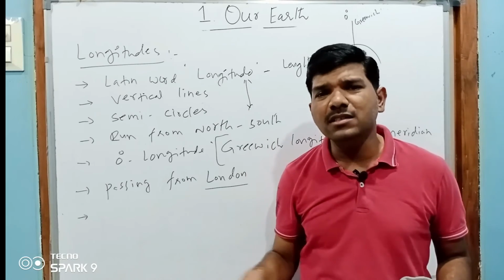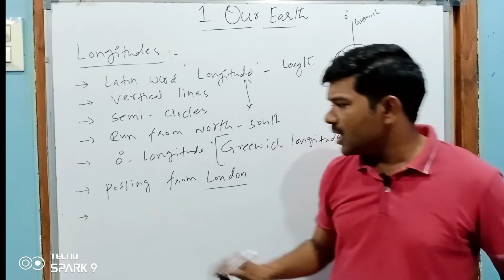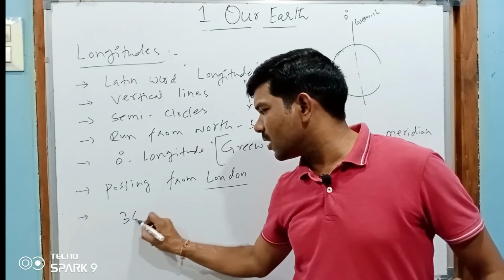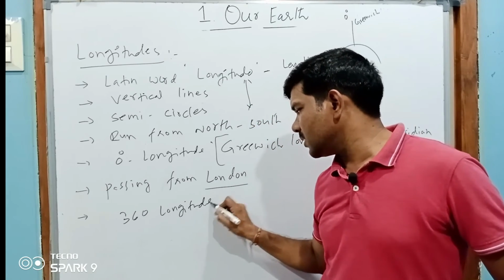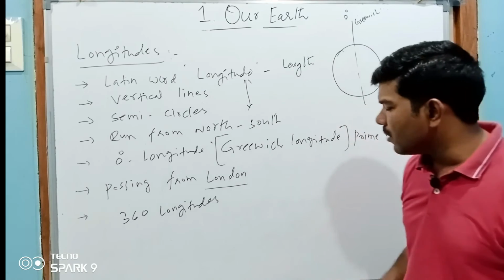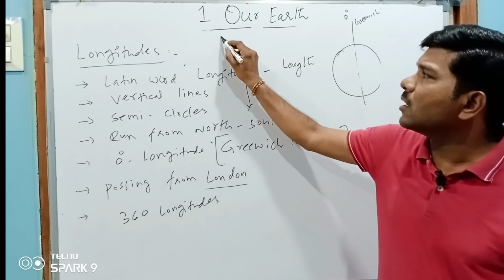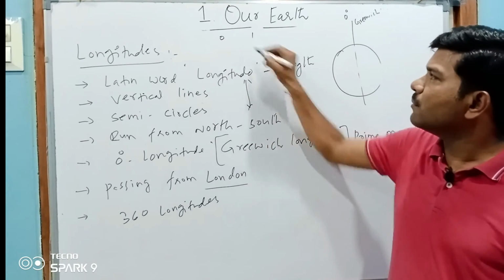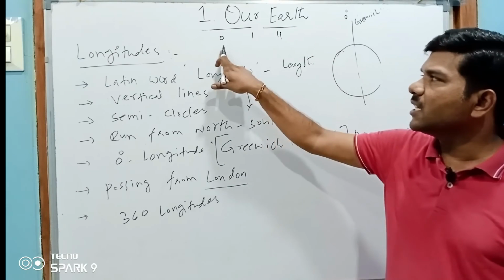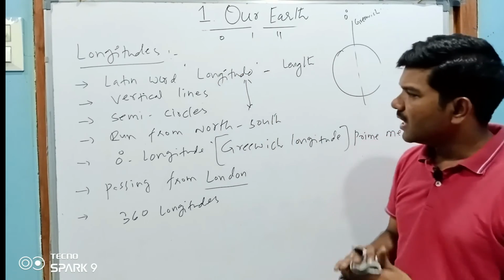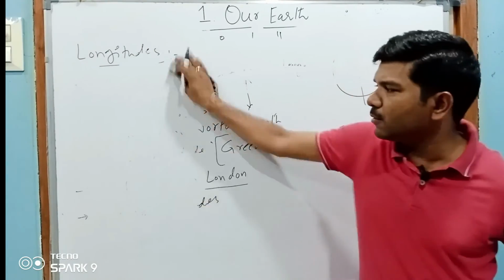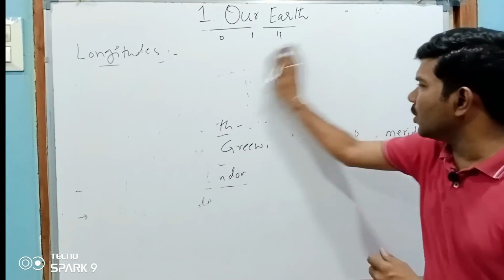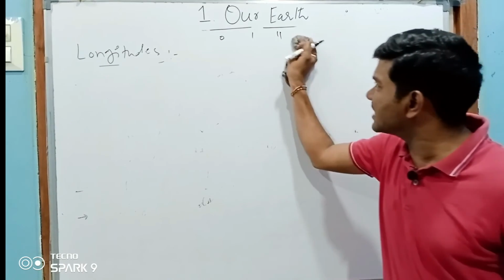This is imaginary, only imaginary. There are 360 longitudes. Remember, longitude can also be expressed in degrees, minutes and seconds. Let's see how many longitudes are there in each hemisphere and how it works.